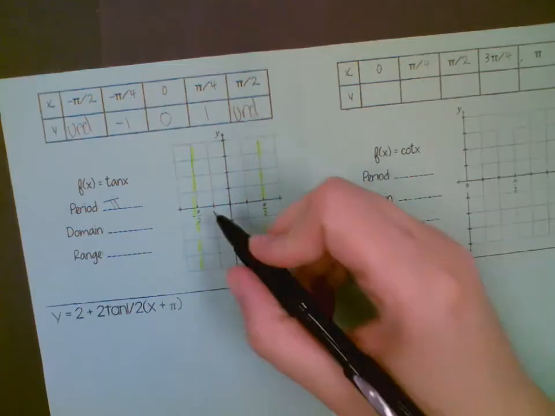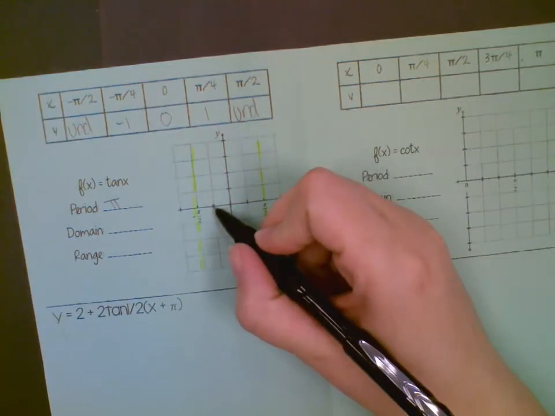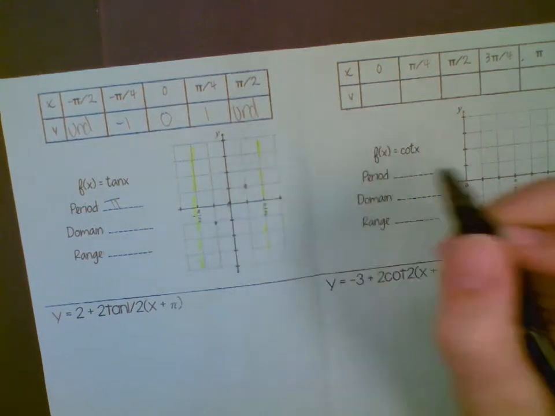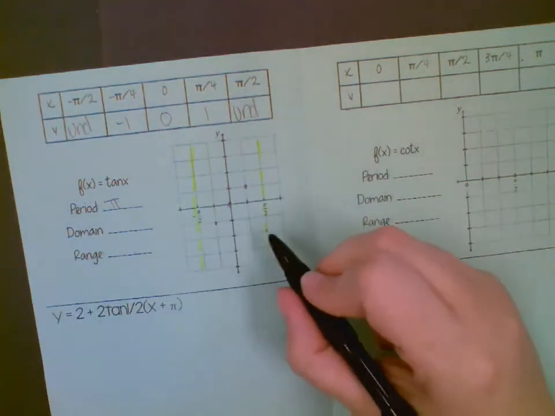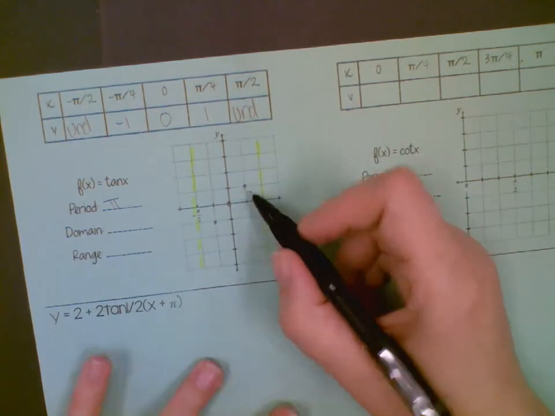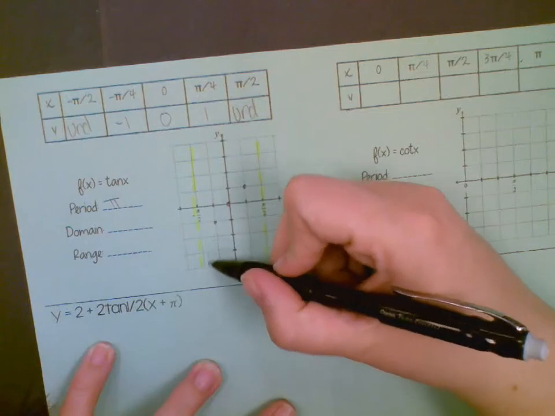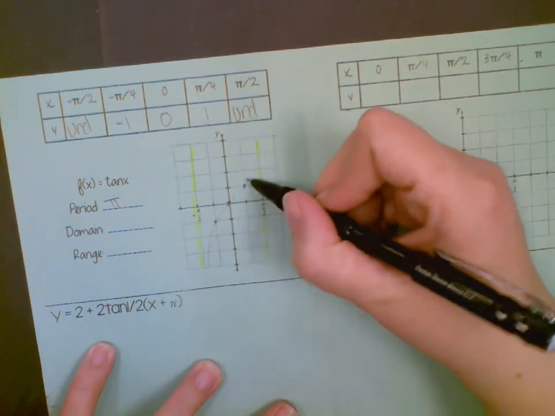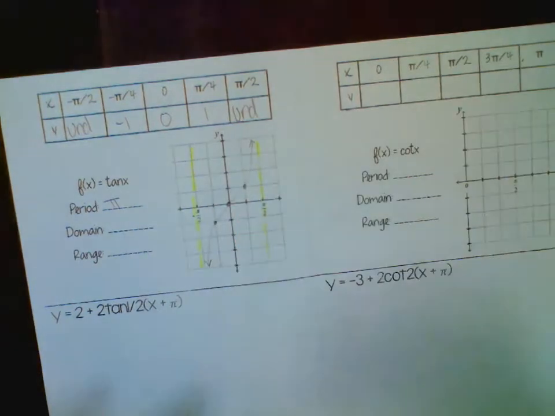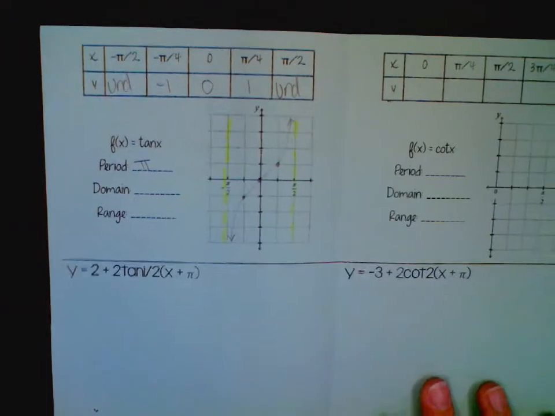So at negative pi over 4, we're at negative 1. At 0, we're at 0. And at pi over 4, we're at 1. So if we connect those, our graph would look something like this. Remember, we go up and approach our asymptotes, but we don't actually cross them.